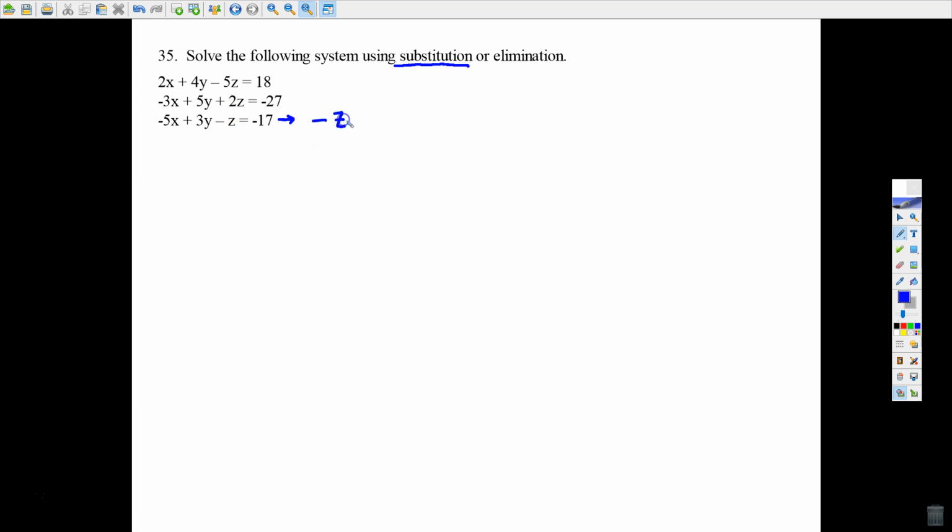It starts with negative z is equal to, I'm going to have to add 5x, I'm going to have to subtract 3y, and there's already negative 17 on that right side. Now I haven't solved for z yet, but I can easily by either thinking multiplication or division by negative 1. So that's going to turn this equation into positive z is negative 5x plus 3y plus 17.